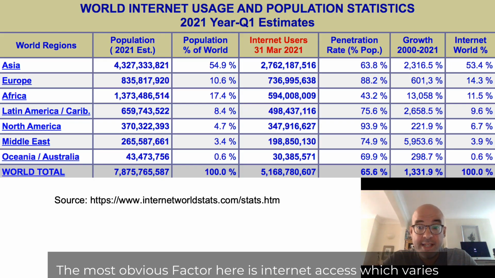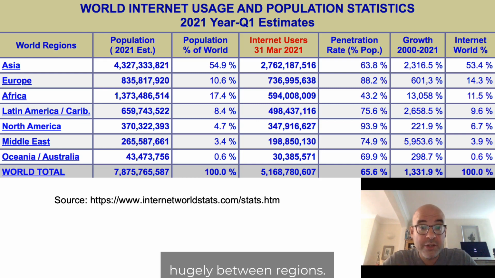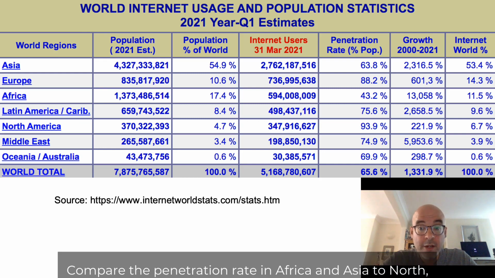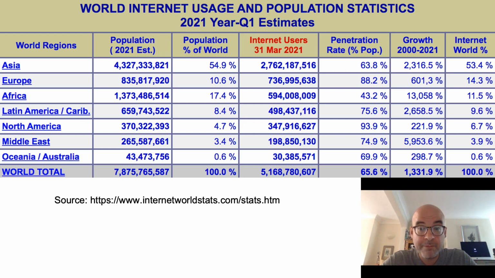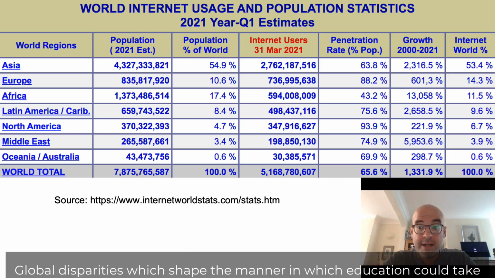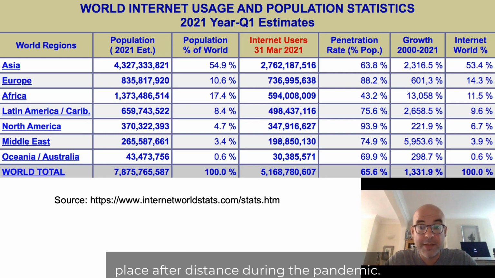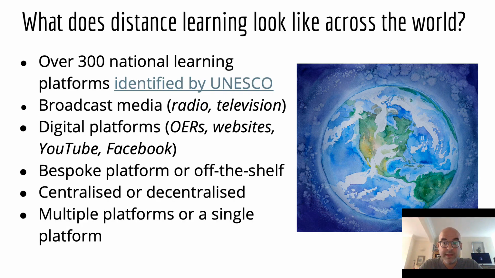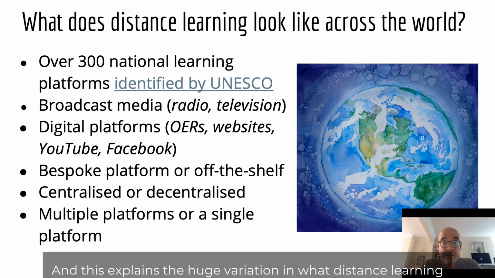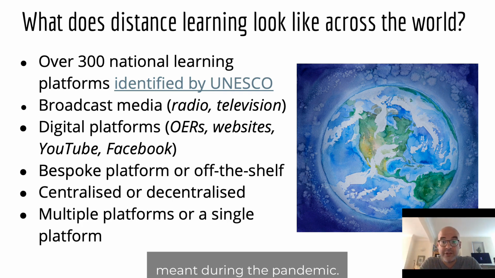The most obvious factor here is internet access, which varies hugely between regions. Compare the penetration rate in Africa and Asia to North America and Europe, for example. There are huge global disparities which shape the manner in which education could take place at a distance during the pandemic. And this explained the huge variation in what distance learning meant during the pandemic.